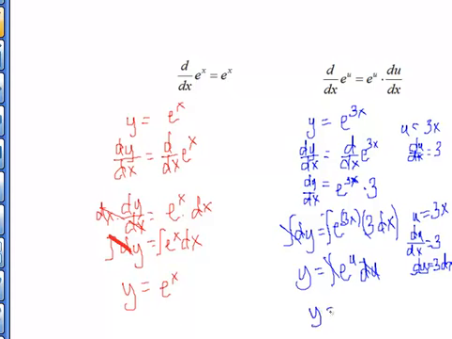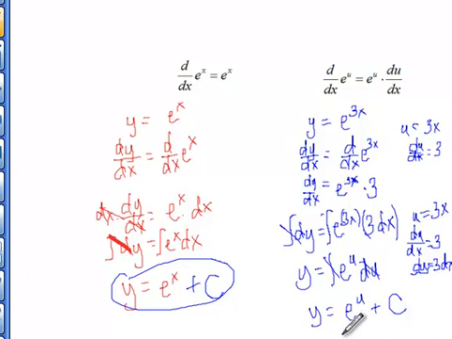So y is equal to this original e to the u, and goodness, I forgot my c over here because it was an indefinite integral that I did. But here I'm going to get the same type of deal. It's just going to be e to the u, and what I need to do finally is resubstitute in that 3x.